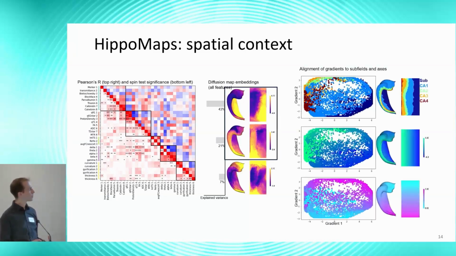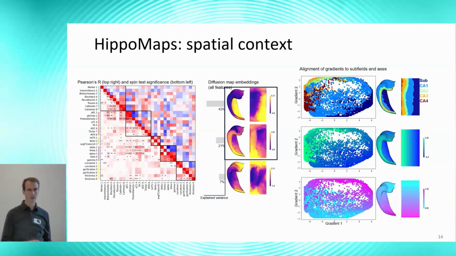Just exploring that a little bit more, here I'm plotting all of the vertices of the hippocampus. Sorry, I should say the x-axis is the first gradient, the y-axis is the second gradient value. The top map then colors each vertex according to its subfield in the first case, according to a continuous proximal to distal gradient in the second case, or according to its anterior-posterior location in the third case.